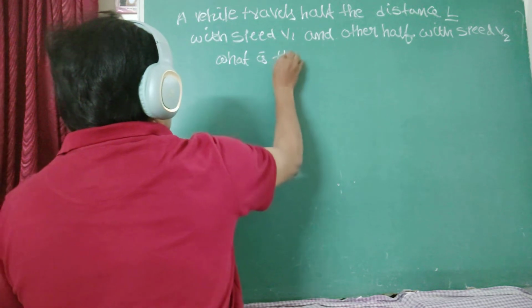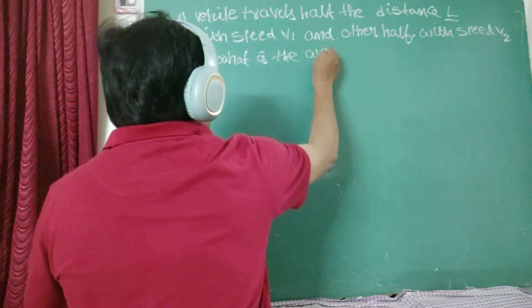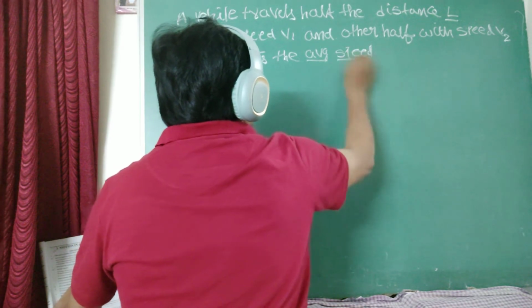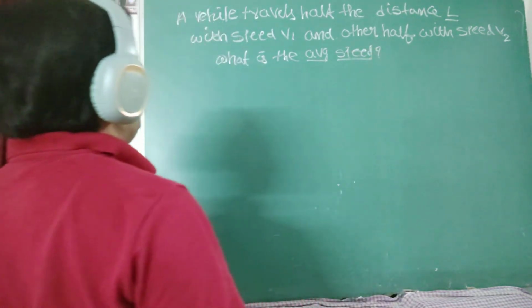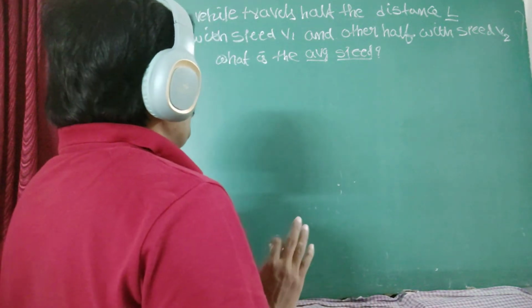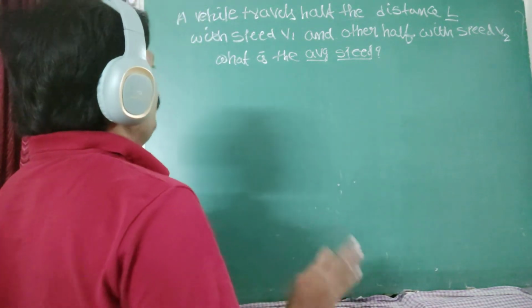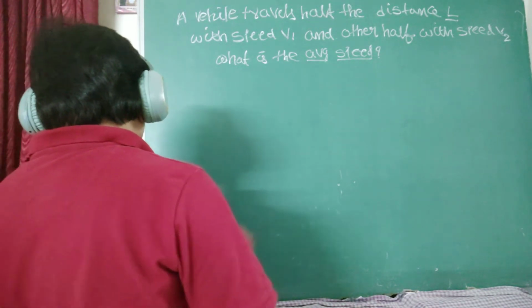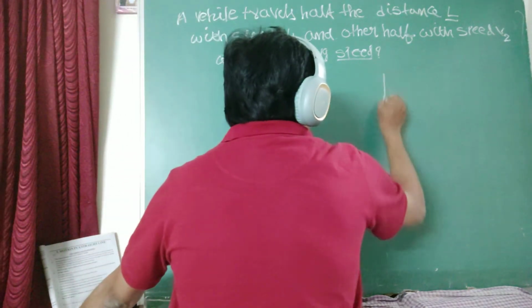What is the average speed? The statement says very clearly: a vehicle travels half the distance L with speed V1 and the other half with speed V2. What is the average speed? Now, I'll attempt the answer.